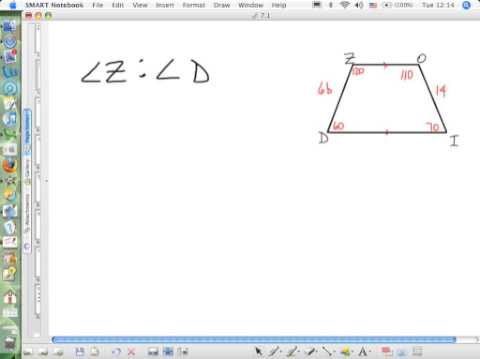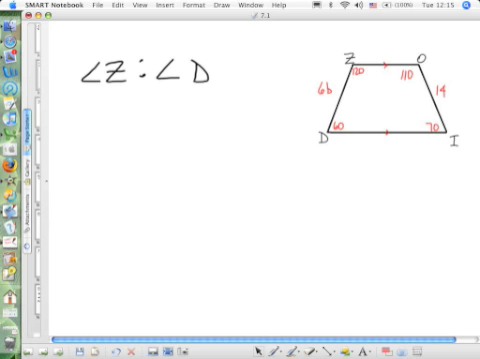Now, because ZO is parallel to DI, what do we know about angles Z and D? They are always going to be supplements because they are same side interior angles formed by parallel lines cut by a transversal. In the same sense, angle O and angle I are always going to be supplements, whether it's an isosceles trapezoid or not. That will always be true.